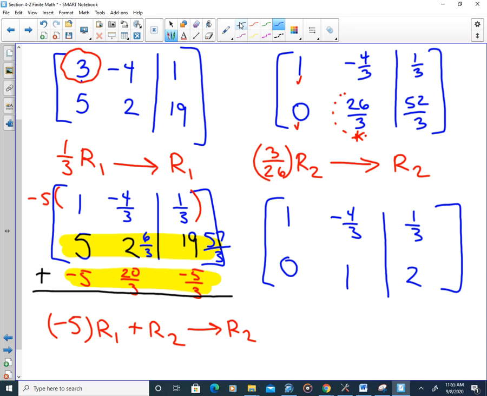Okay, one last step now. Now we need to change the negative 4 thirds into 0. You can see why I try to avoid fractions. I just wanted to do this one with fractions so you can see you don't have to always avoid fractions. It's possible to do with fractions. So let's multiply row 2 times 4 thirds. So let's take 4 thirds times row 2 plus row 1, replace row 1.